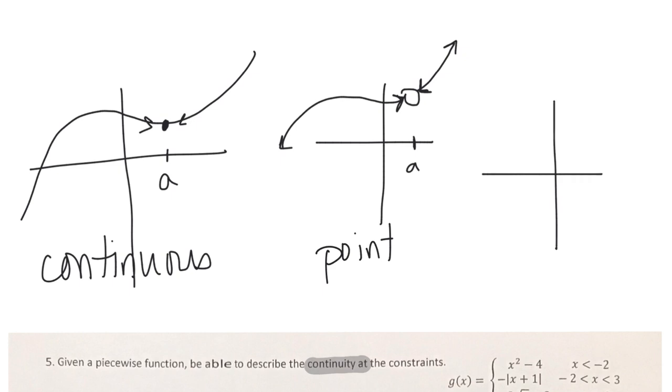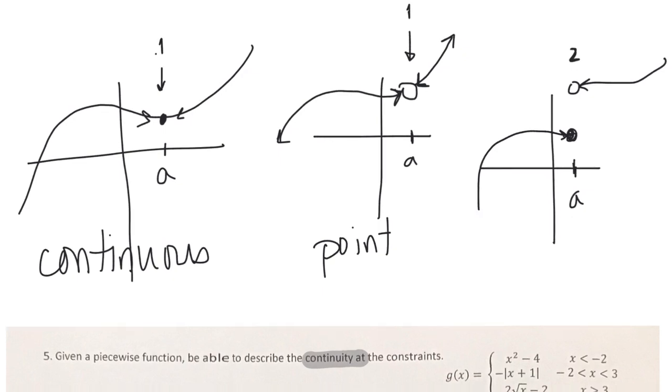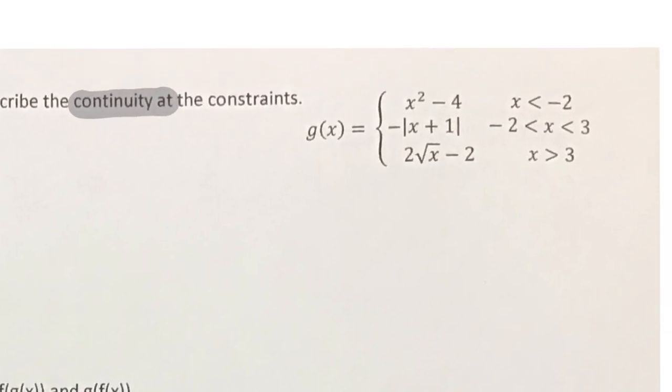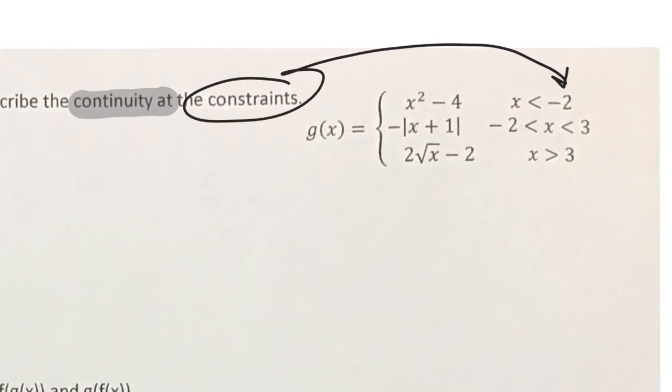The last one would be a jump discontinuity, where the two y values are far away from each other at that x value. So here we have two separate y values. Here we have one y value. Here we have one y value. So that's what we're checking when we do questions like describe the continuity at the constraints. The constraints are your numbers here: -2 is one of your constraints, and +3 is your other constraint.